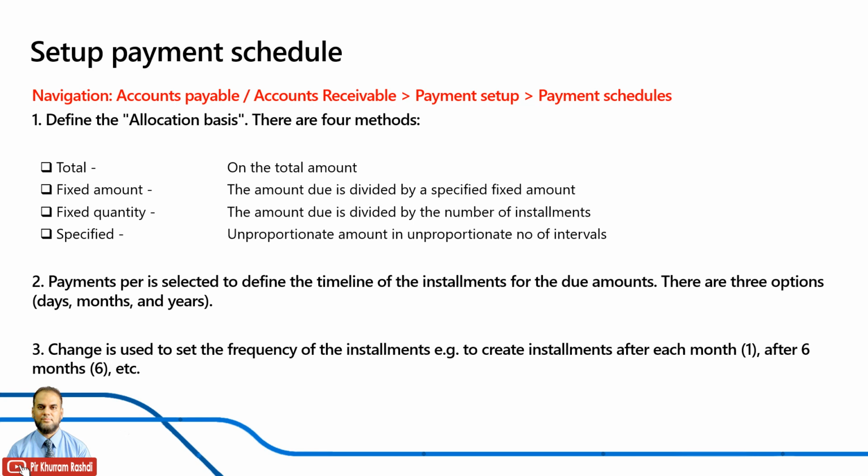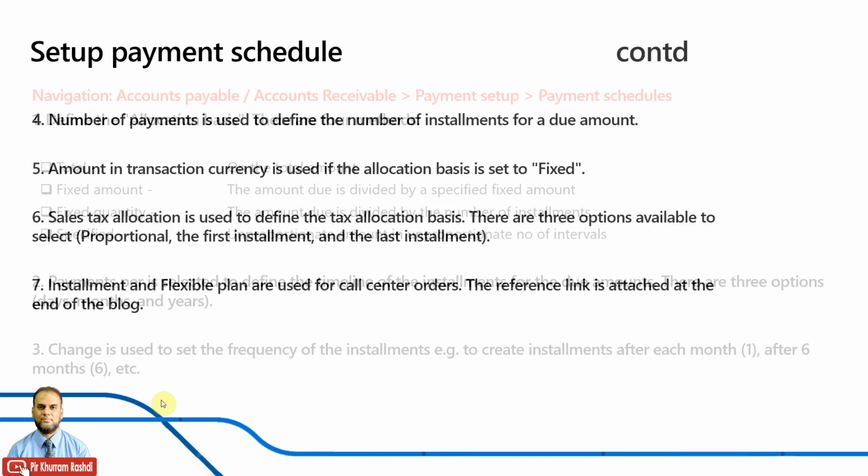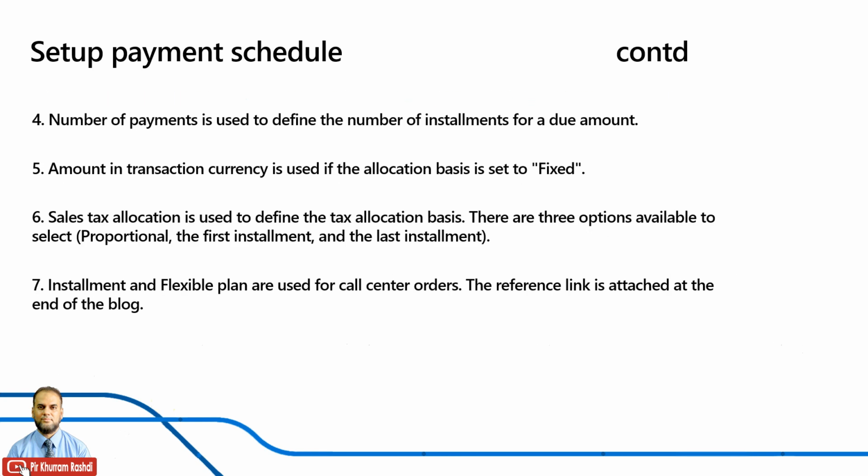Then payment per is a field where you select the timeline of the installment for the due amount. There can be 3 options: days, months and years. So in this way you can define it. Then there is a field called change, which is used to set the frequency of installments. That can be, for example, each 1 month, or if you say 6 months, that means bi-annually, which is also possible.